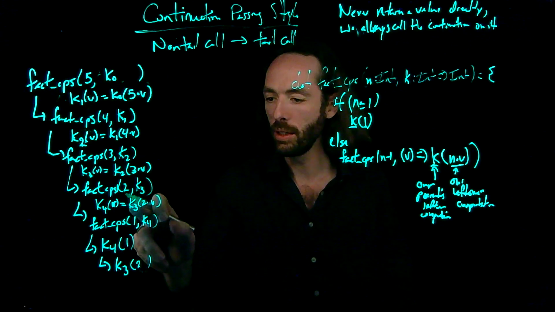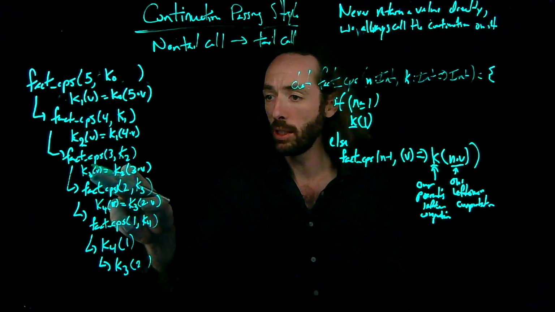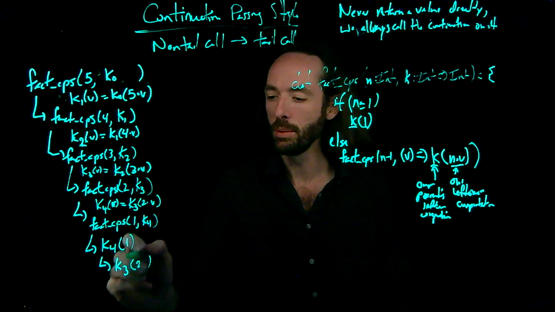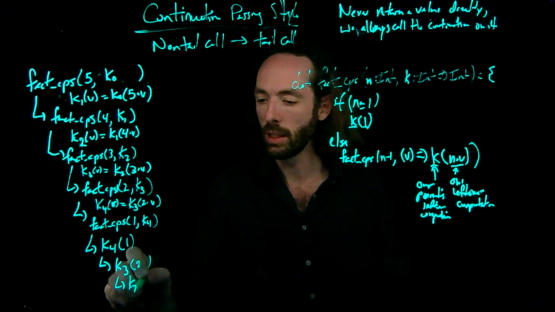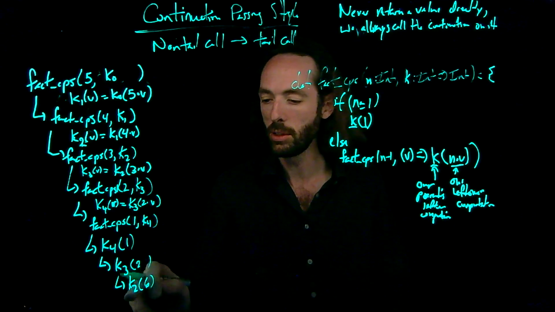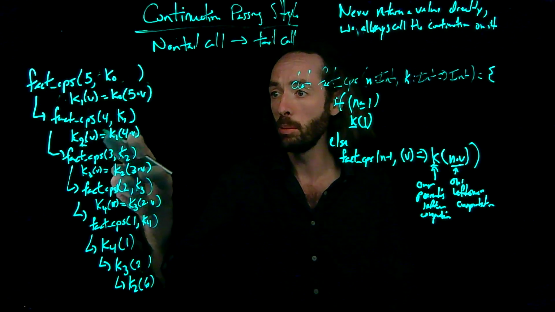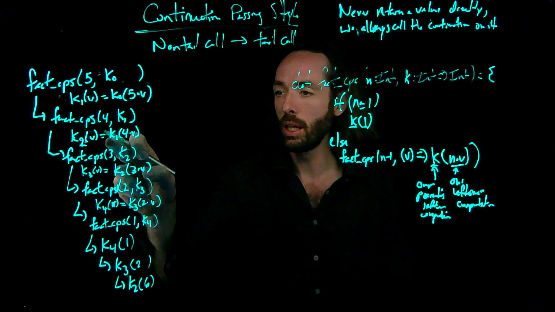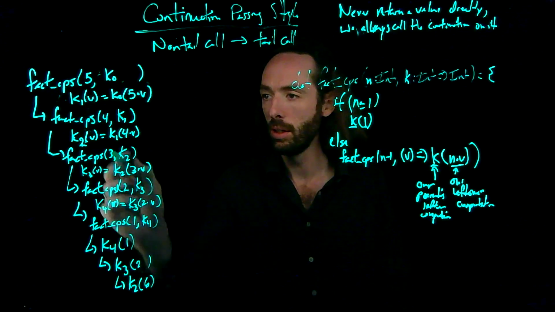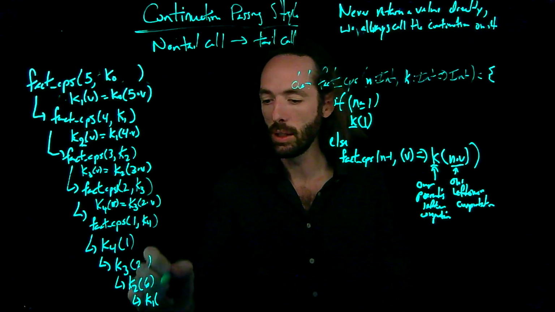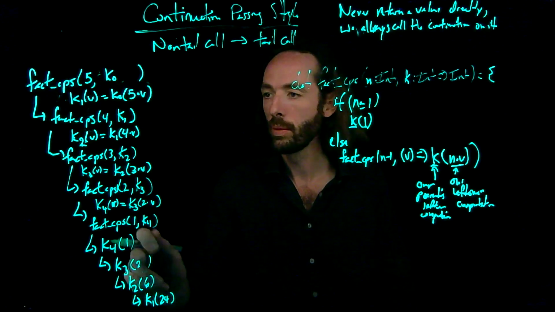What does K3 do? It's defined up here. K3 on some number, it's going to call K2 on 3 times that number. So this is going to be K2 applied to 6. What does K2 do? K2 on a number calls K1 on 4 times whatever is inputted. Right? So this is going to call K1 on 6 times 4, which is 24.